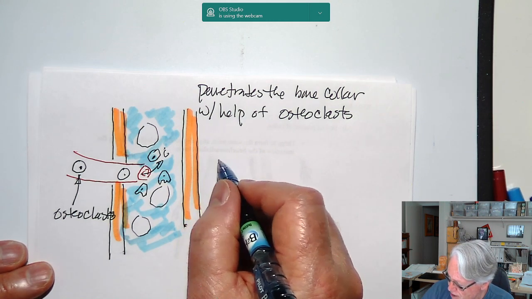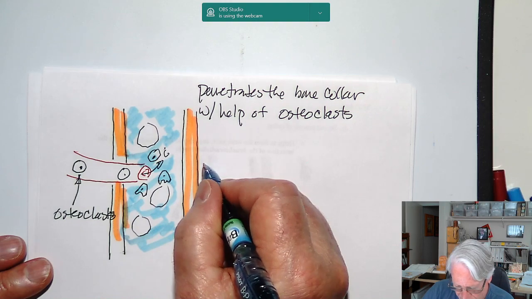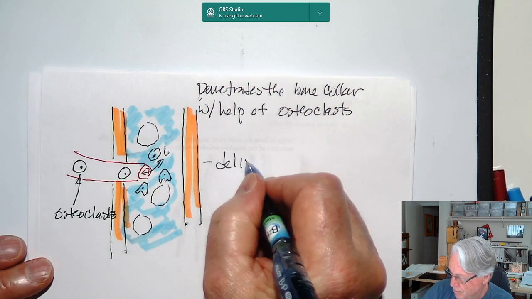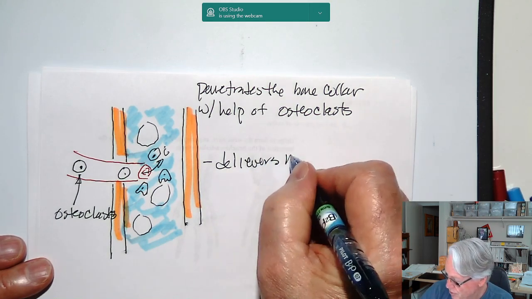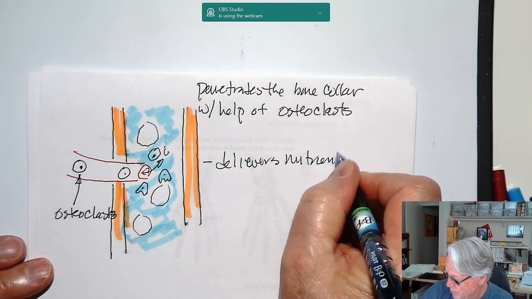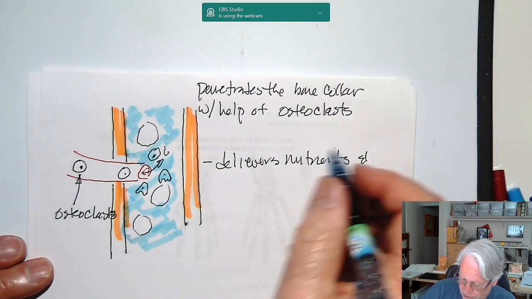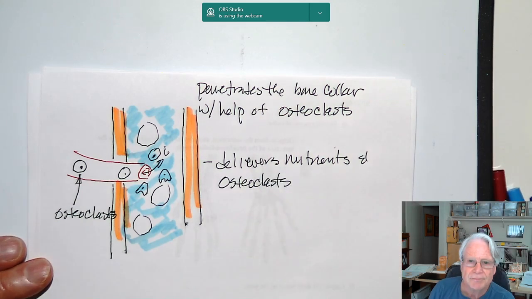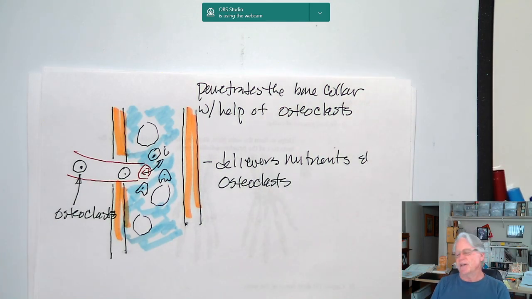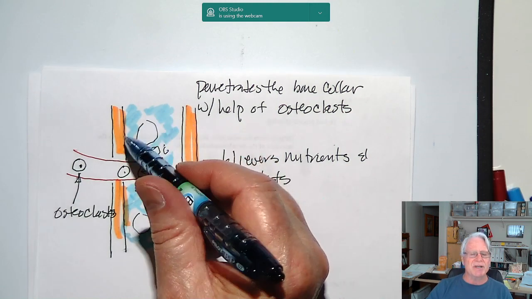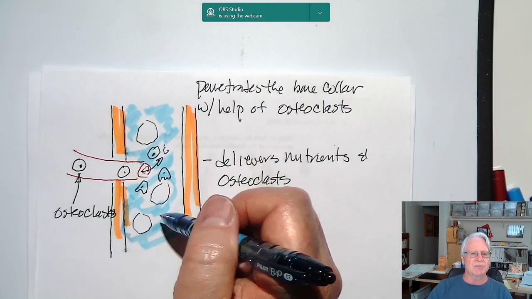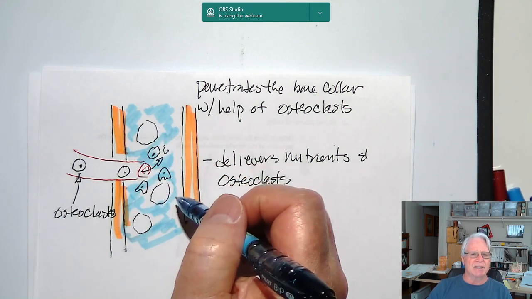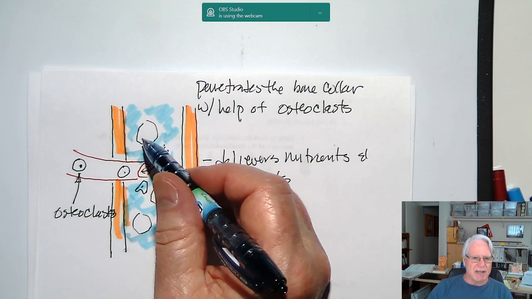So the artery then penetrates the bone collar with the help of osteoclasts and delivers nutrients and osteoclasts at the same time. Okay. Now, you're saying, oh, nutrients. Well, now these cells can survive. No, these cells are already dead. This is the calcified region. This is the region of dead chondrocytes. So they're long gone. They cannot take advantage of this. So all of that has happened already.